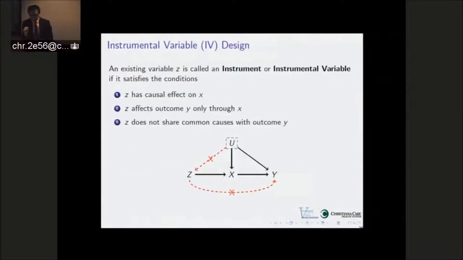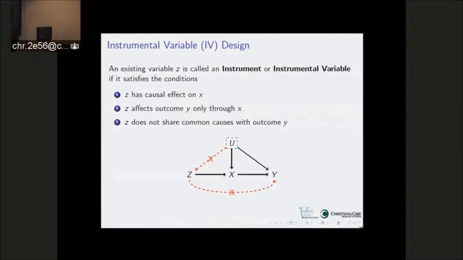So now I would like to introduce a new variable called the instrumental variable. An existing variable Z is called an instrument or instrumental variable if it satisfies some conditions. So we put Z here. If we can find a variable Z, first, condition one: Z has a causal effect on X. The second condition: Z affects the outcome Y only through X. That means Z does not have a direct effect on Y. All the effect from Z to Y has to go through X.